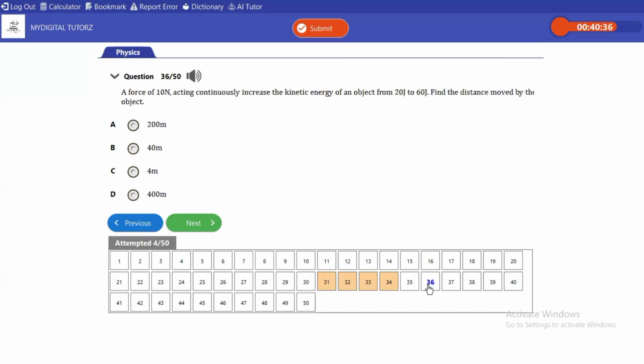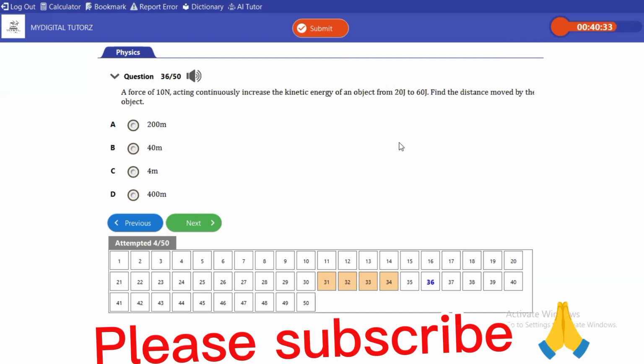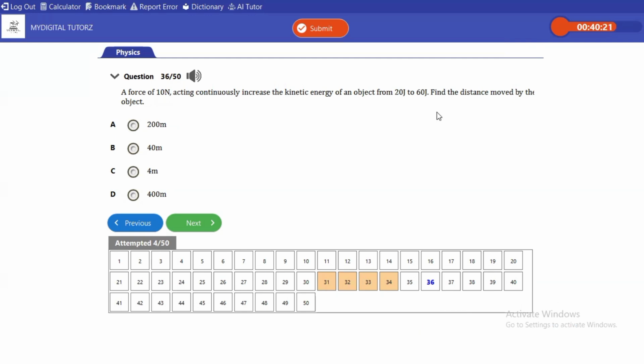So question 36 says, a force of 10 Newton acting continuously increases the kinetic energy of an object from 20 joules to 60 joules. Find the distance moved by the object. So there's a change in kinetic energy. Change in kinetic energy will be equal to 60 joules minus 20 joules, which will give us 40 joules, right? And the force is equal to 10 Newton.